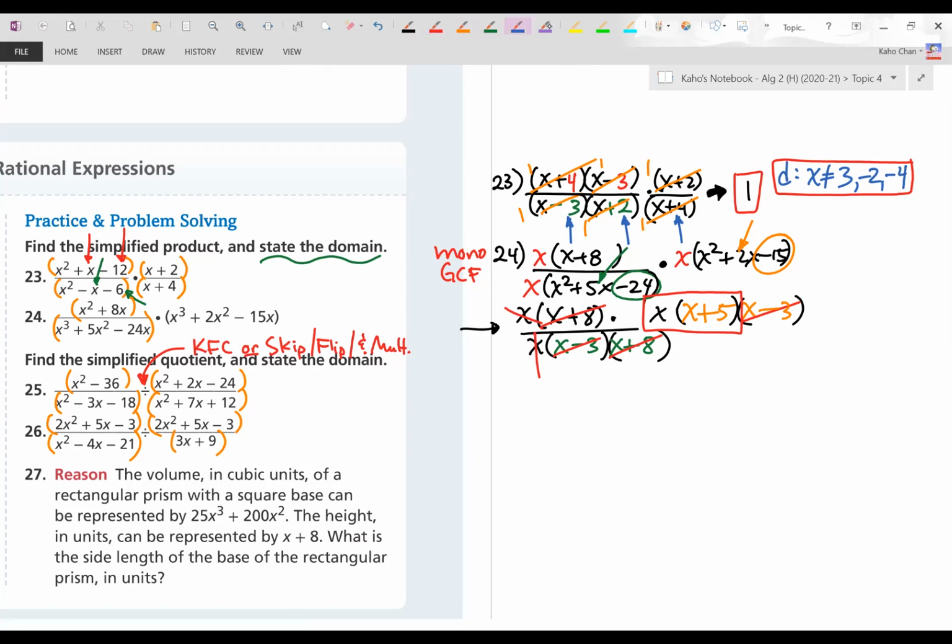We do have a domain we have to worry about by looking at the denominators. Here, here, and here. x cannot equal 0, 3, and negative 8 because they'll make the denominators 0, and that's illegal. Ladies and gentlemen, that is your domain.